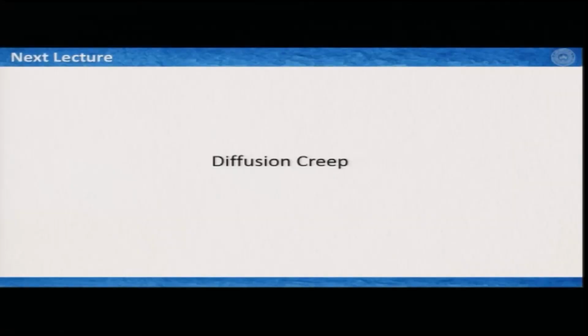In the next lecture, we will learn in detail about the mechanisms of diffusion creep and diffusive mass transfer.